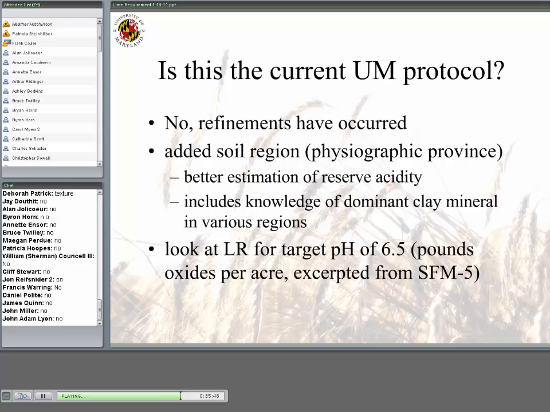And now I'd like to take just a few lines out of SFM5, one of Frank's bulletins, and look at the lime requirement for a target pH of 6.5. This is expressed in pounds of oxides per acre, the way the information in SFM5 is expressed. And this is just a number of lines right out of that publication. So let's look at that next.